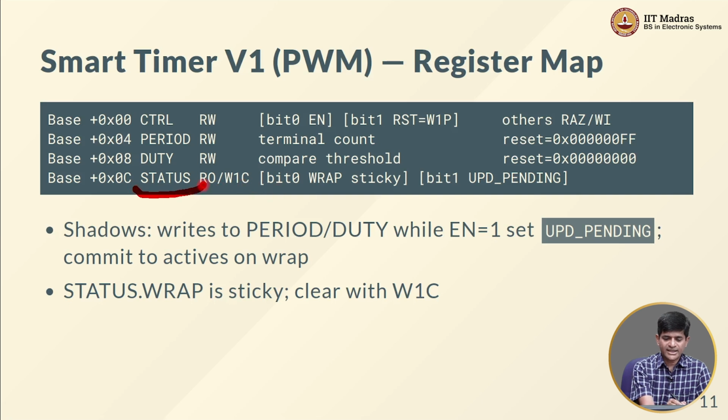First thing, it is a status register which is read only. If I read it, then I will find that bit 0 is a wrap bit, which indicates that wraparound has occurred. It is also a sticky bit, which means that even though the wrap pulse which happens inside my PWM core goes high only for a single clock cycle, this will hold that value of wrap. It will become 1 and will stay at 1 until I explicitly clear it.